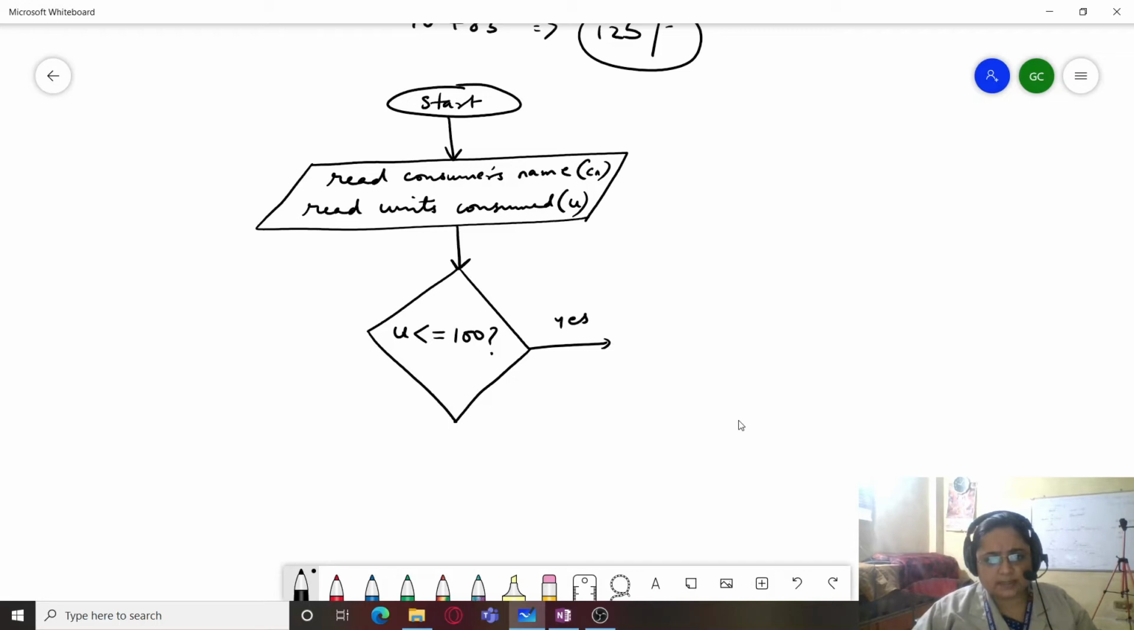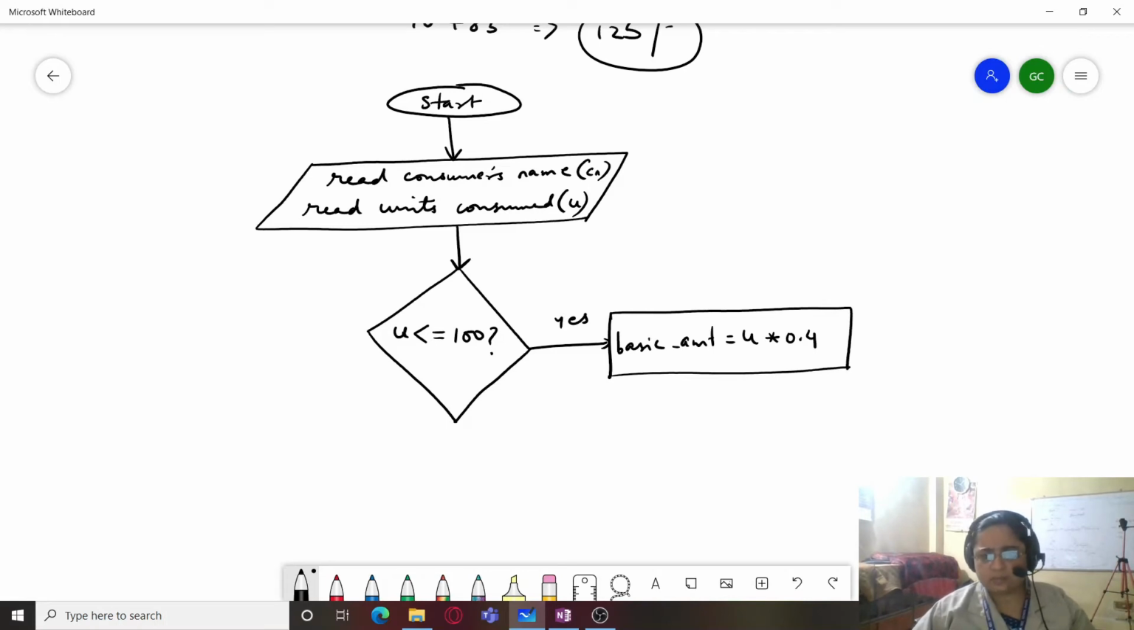If the answer is yes, we'll be drawing a process box because we have to calculate now, and every calculation will come under a processing statement. So we will be drawing a process box here and we will be calculating the basic amount. So I'm just writing basic AMT, that is amount, and that would mean U multiplied by 0.4. Whatever is the number of units, if it is 70 units, if it is 90 units, if it is 100 units, you will multiply that by 0.4, right?